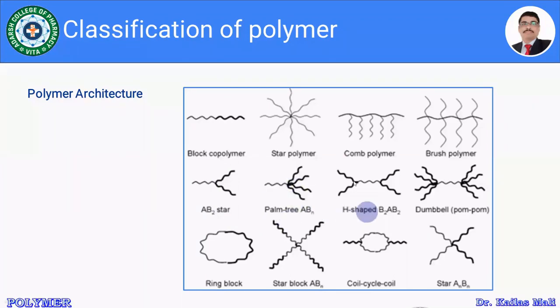In the H-shaped, the dark ones are the B chains, and at the core the A chain is present, so B is attached to the A. Then the dumbbell shape, here at the core the A chain is present and the B chains are attached to the A, which looks like a dumbbell. Then here it's a ring block. Then this is a star block. Then coil, cycle coil, and star AB. So these are some other architectures present in the polymer, and in this way it is possible to classify the polymers according to the polymer architecture.